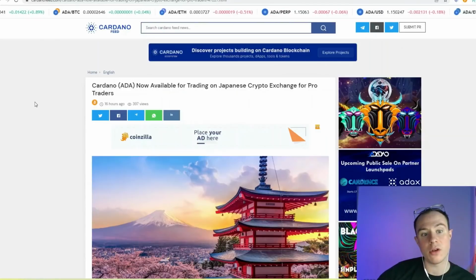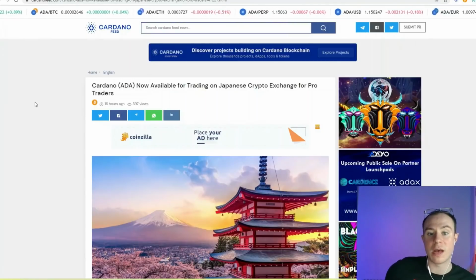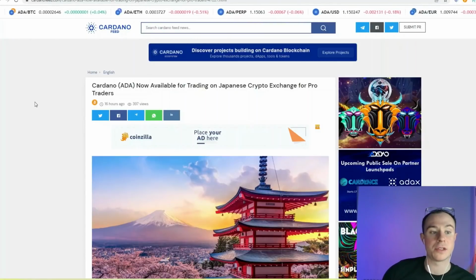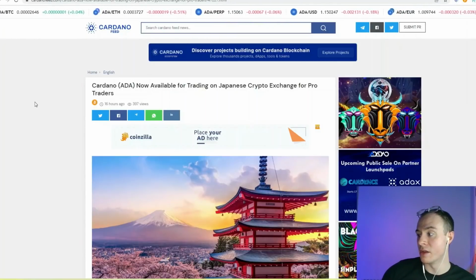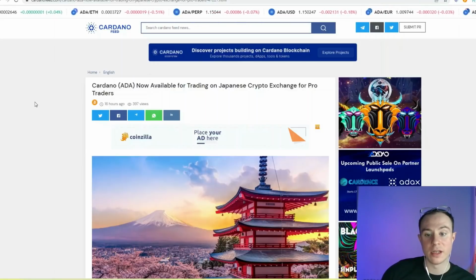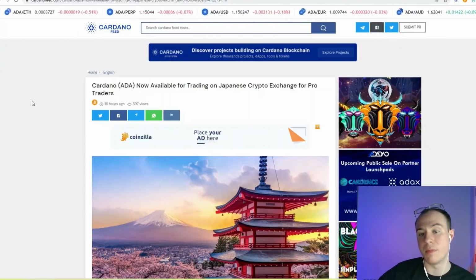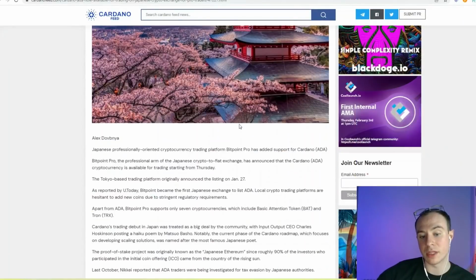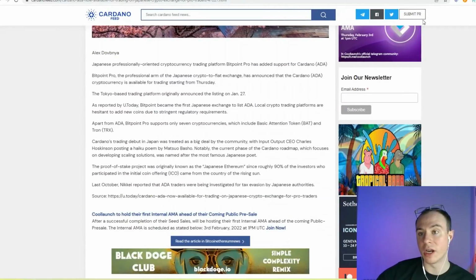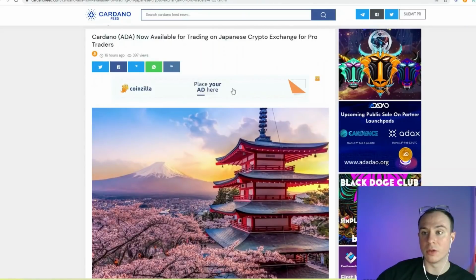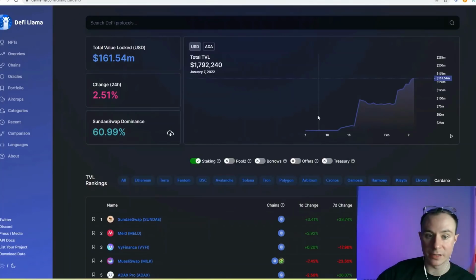Quick article here: Cardano is now available for trading on a Japanese crypto exchange for pro traders. The more liquidity, the better, guys. It's another exchange to list Cardano. We're moving in the right direction. There'll be some big pro traders, who typically have more money than retail traders, so there might be quite a bit of liquidity to come in from that. We're yet to see. Things are ticking along nicely in the DeFi ecosystem.